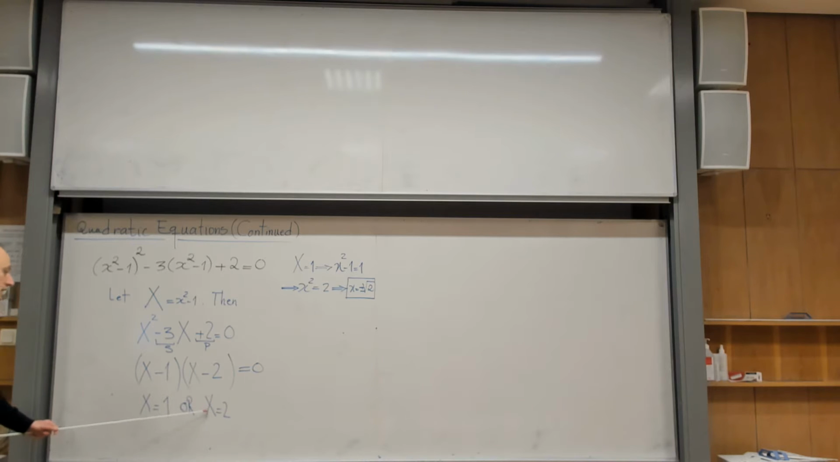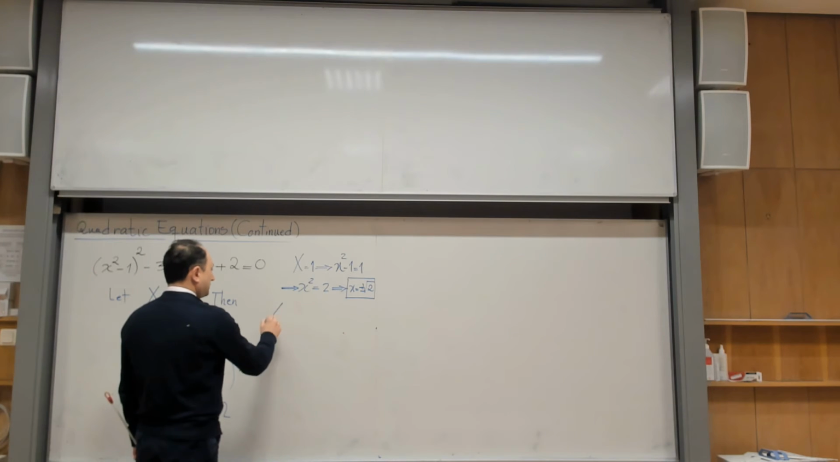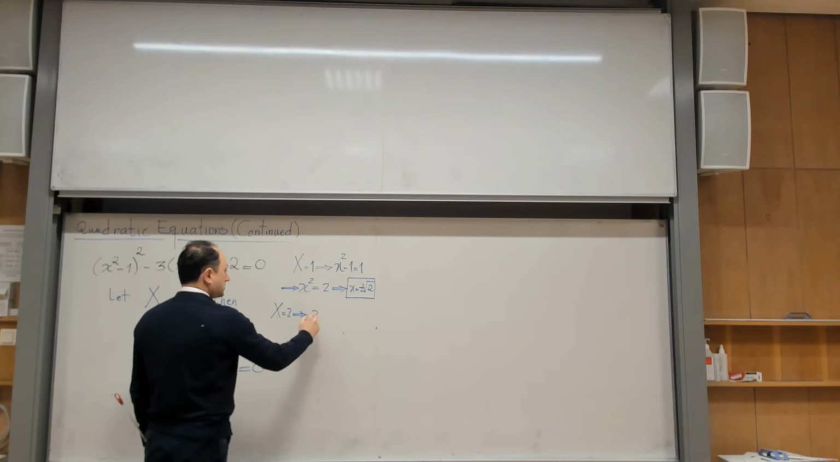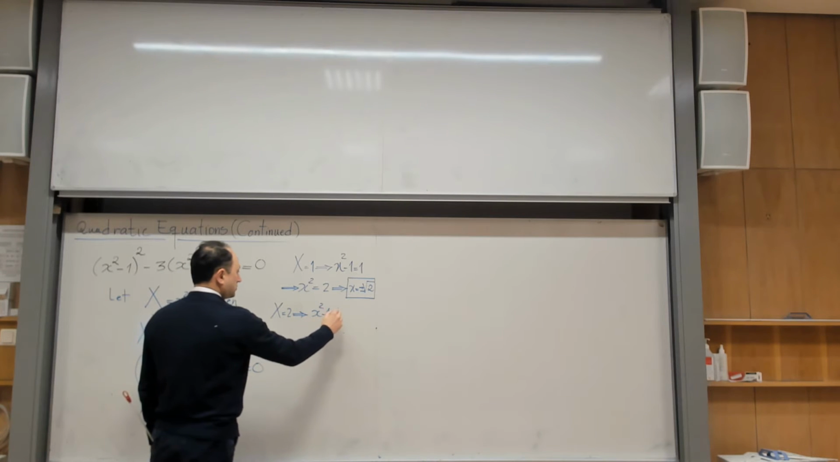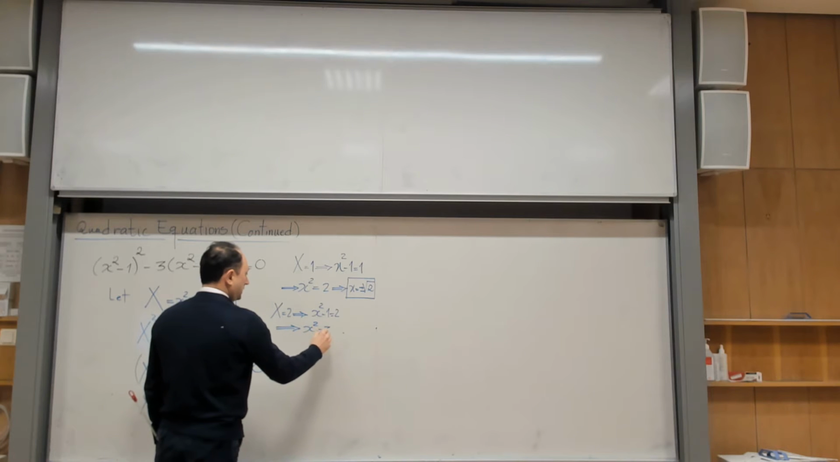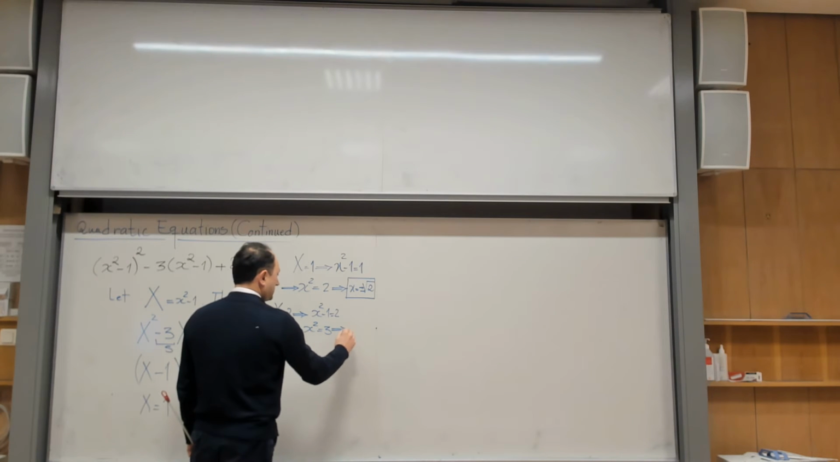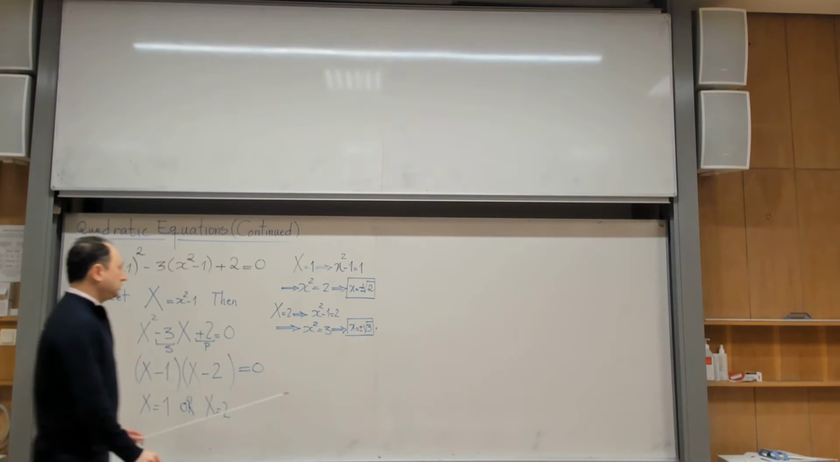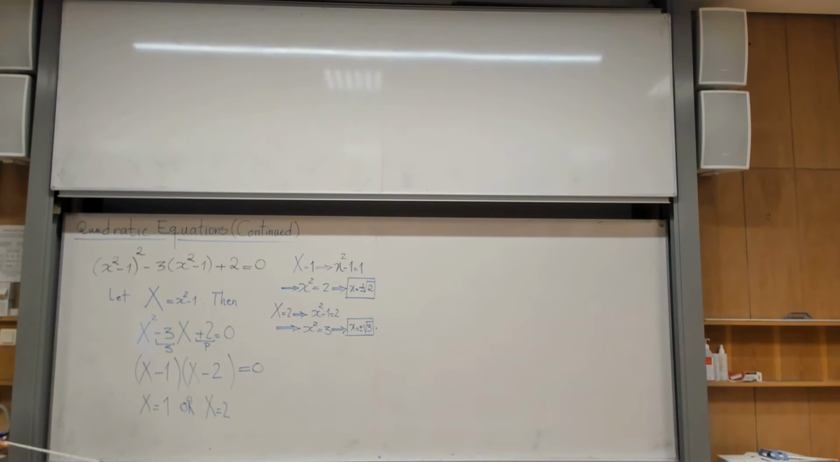And then I have another one. So I would say that if capital X is 2, then x squared minus 1 is 2. I move it to the other side, x squared becomes 3. And again, little x becomes plus or minus the square root of 3. So how many answers are there for this equation? 4. Positive square root of 2, negative square root of 2, positive square root of 3, and negative square root of 3. Yes?